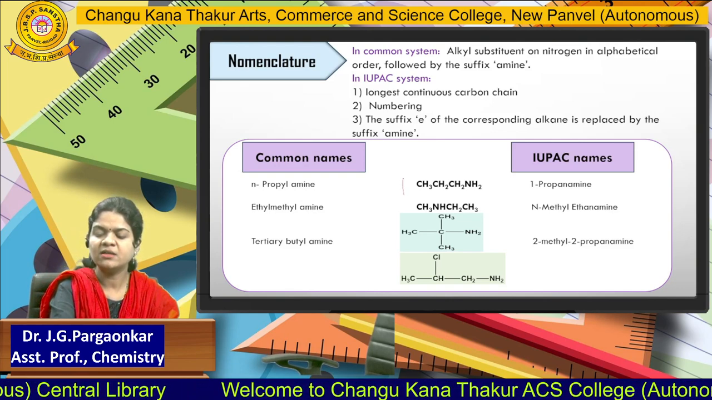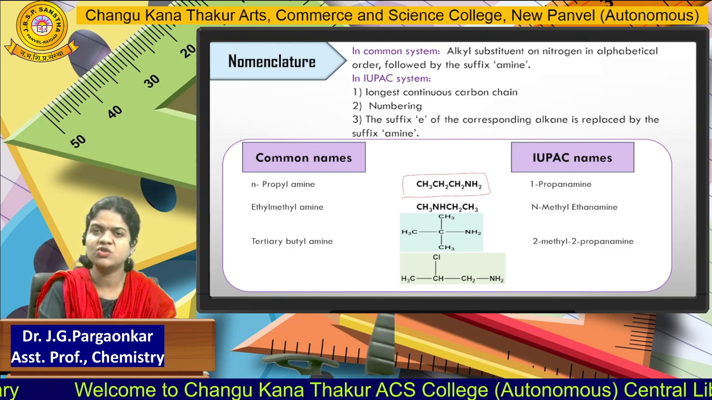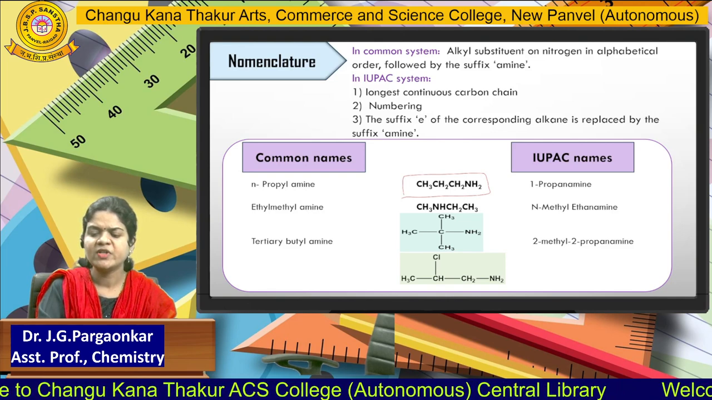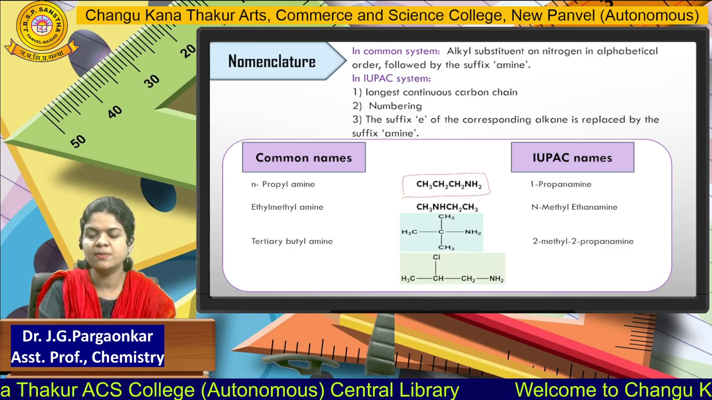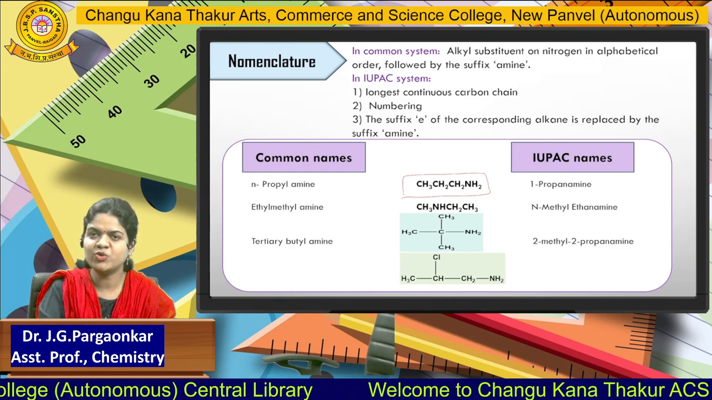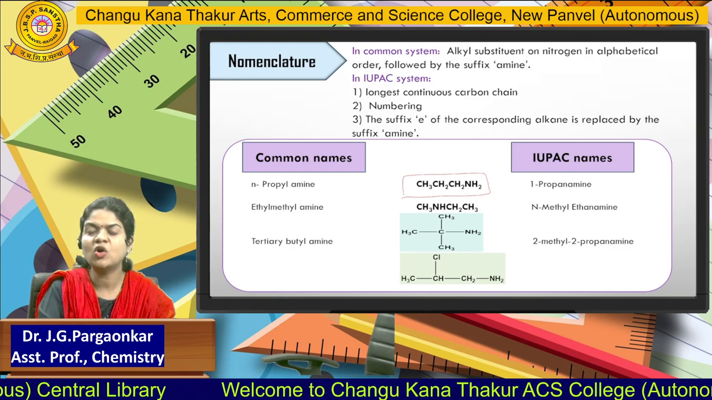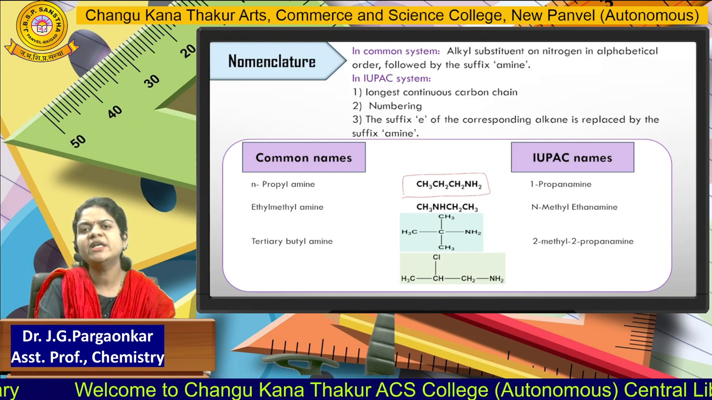Look at that. Initially, this structure, what is that structure? The NH2 group is attached to the propyl group, correct? So what are the rules in the case of the common system? You just observe how many alkyl substituents there are, and you arrange all the alkyl substituents in alphabetical order, and you have to end with amine.